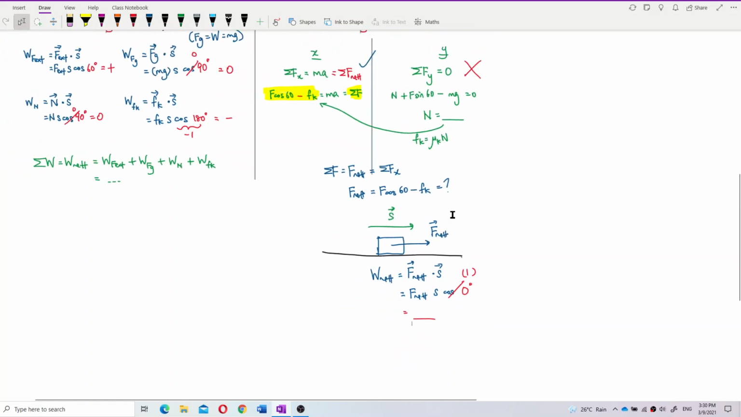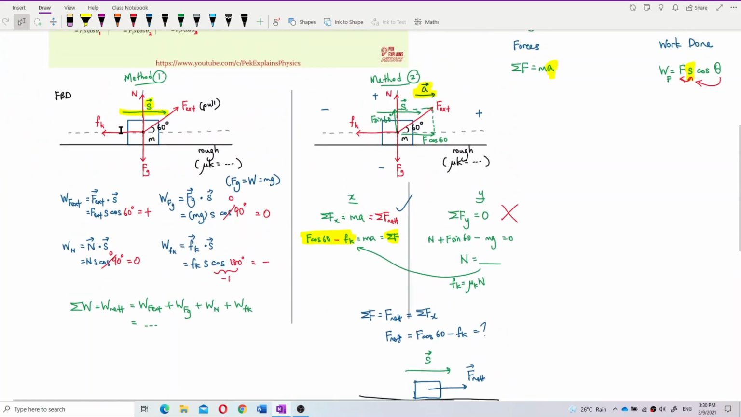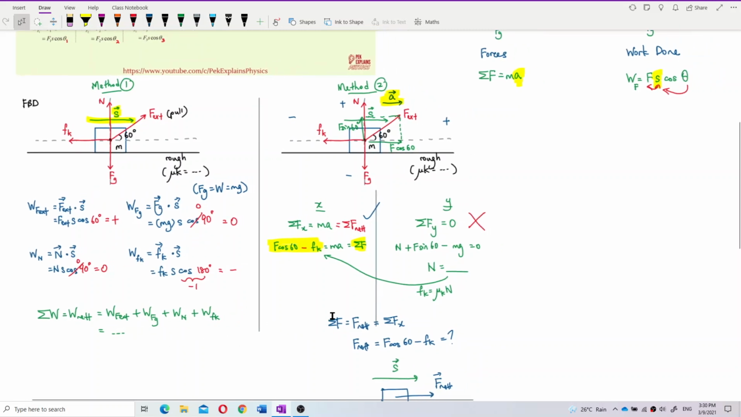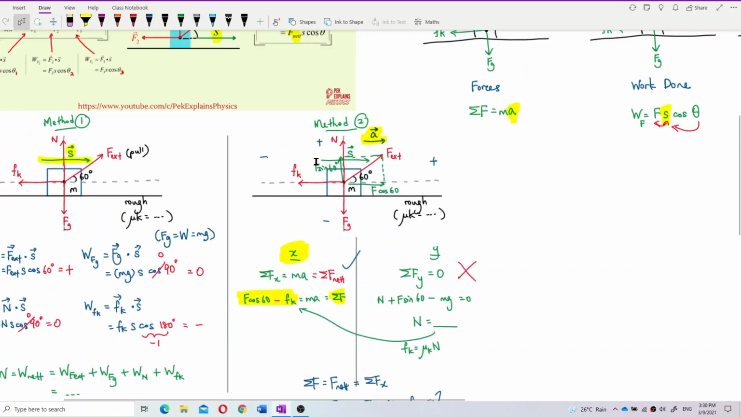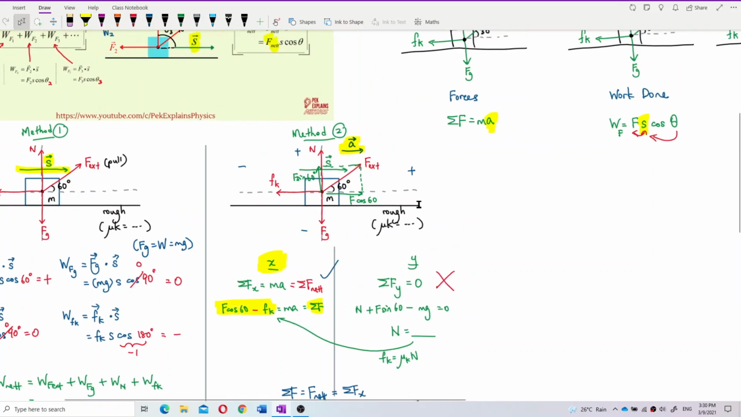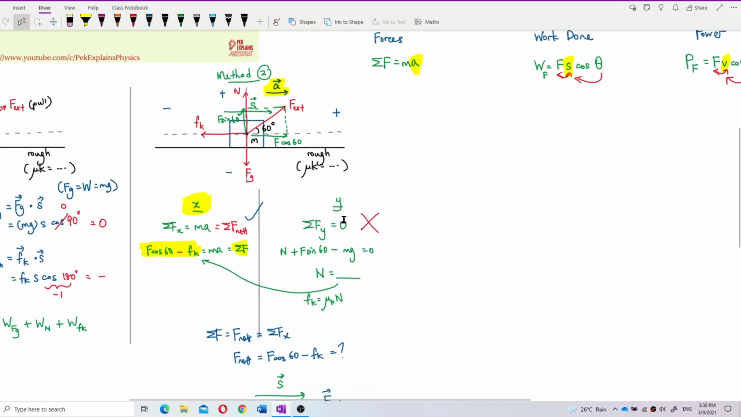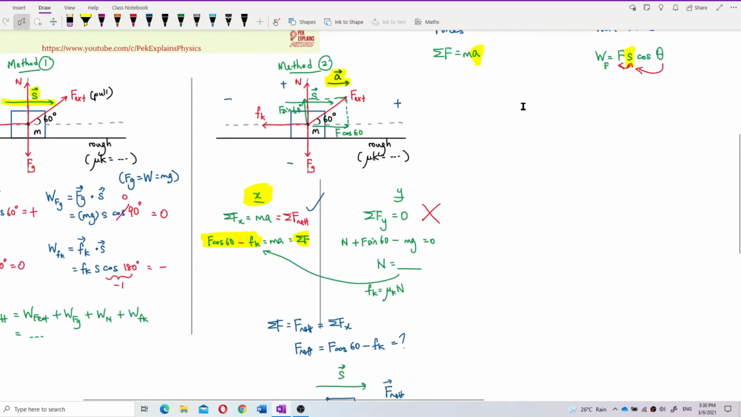So there are two methods to find the net work done. Either you find the individual work done first, then total all the work done to get the net work done, or you find the net force first. Normally the net force is in the x component, but this is for a horizontal surface. For a vertical case, let's say the object is going downward, like a lift or escalator, that one will be the y component. So it depends on the questions.